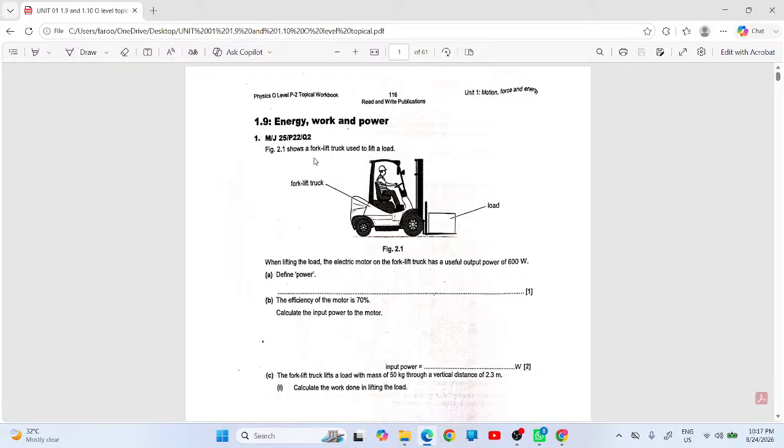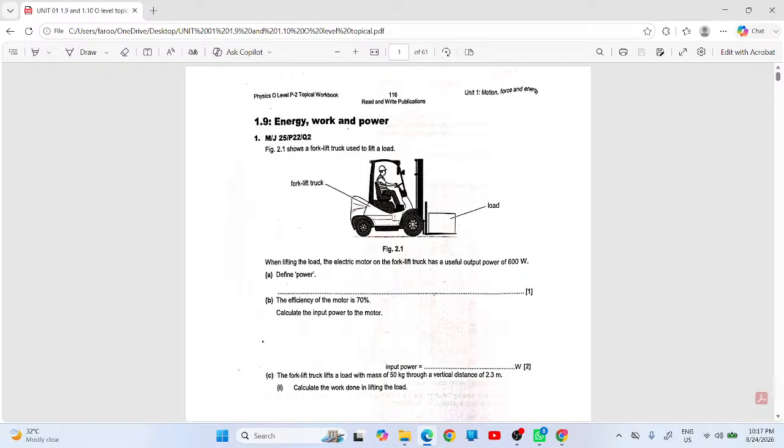Figure 2.1 shows a forklift truck used to lift a load. When lifting the load, the electric motor on the forklift truck has a useful output power of 600 watts. Define the power. How can you define the power? The rate at which work is done, rate of work.